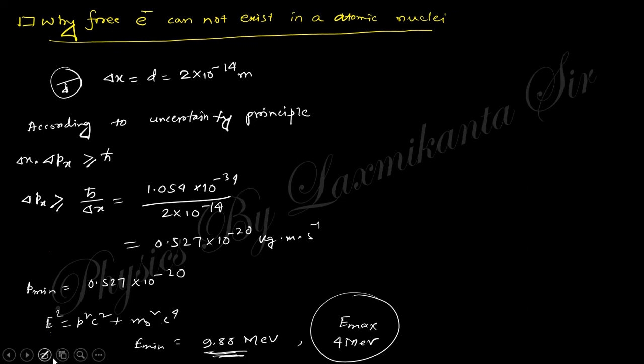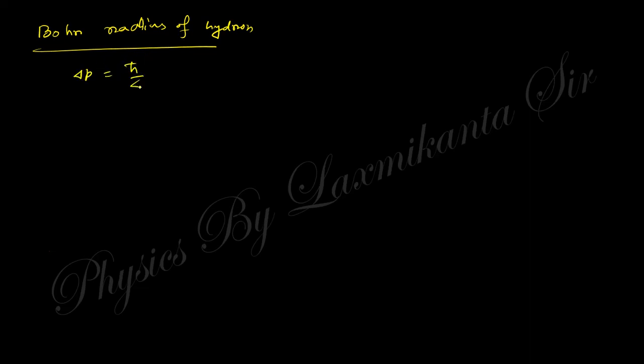Okay. In a similar fashion, you can establish the Bohr radius of hydrogen by the uncertainty principle. That is, delta P is nothing but h cross by delta x, and delta x is nothing but the radius r. So the minimum momentum is h cross by r. And what will be the kinetic energy? Kinetic energy is nothing but P min square by 2m.